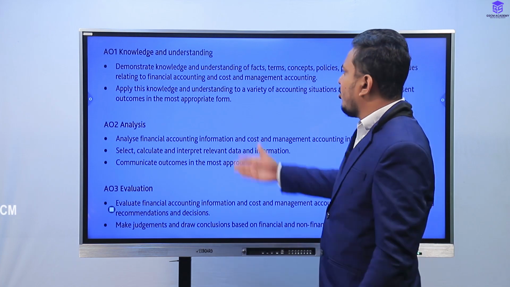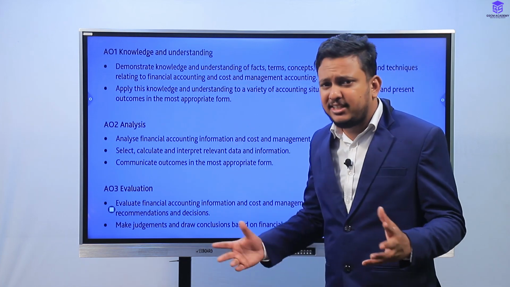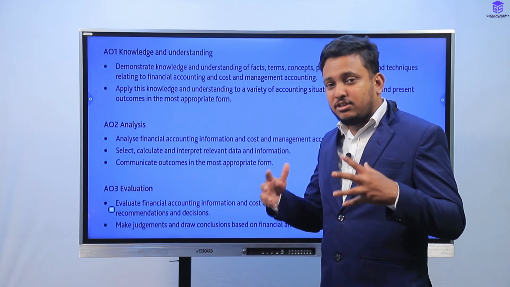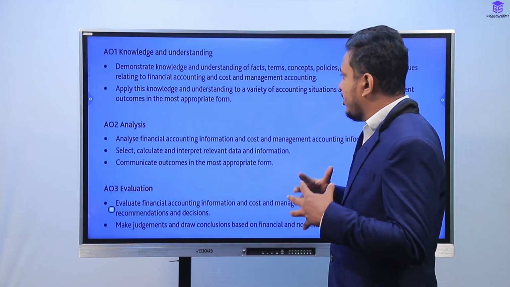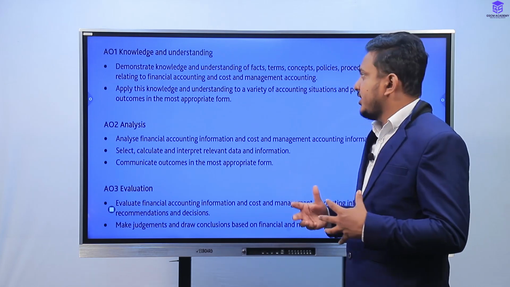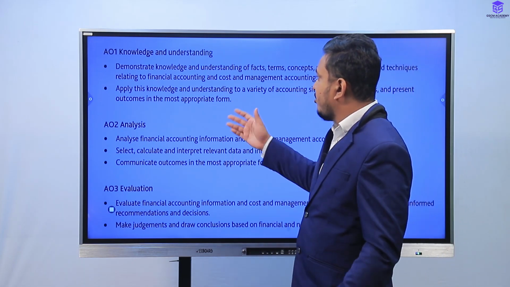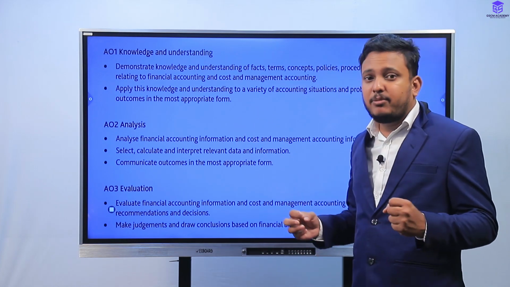They will be testing your knowledge and understanding first. That's the main thing, no? You should have to know the things. That is knowledge. You have to know the concepts. You have to know the way to apply those things. Knowledge and understanding, so demonstrate your knowledge throughout the paper.